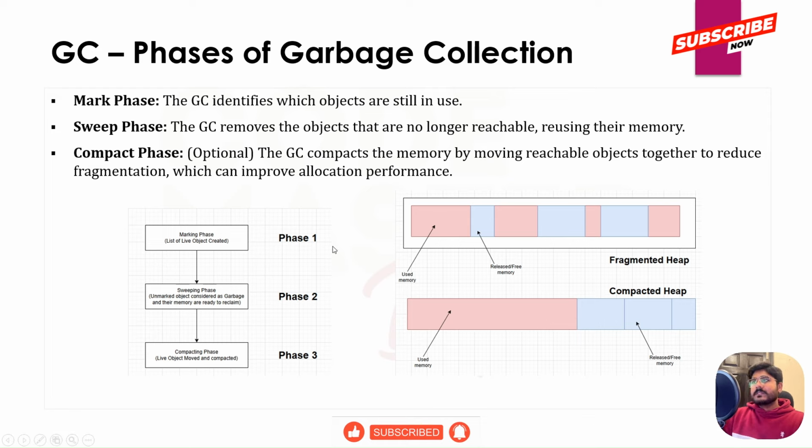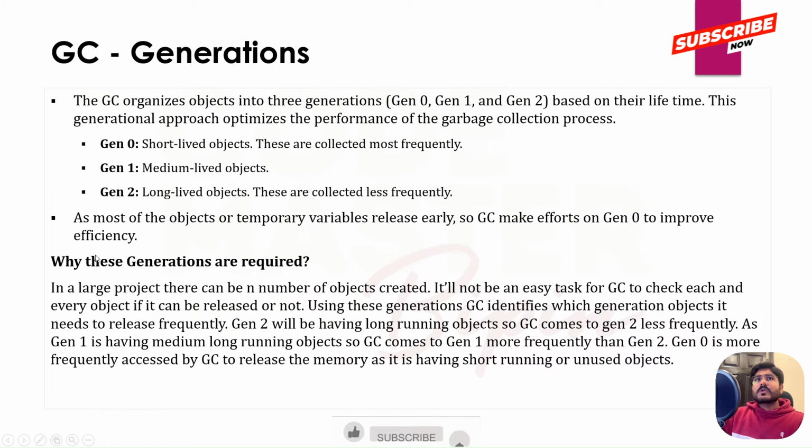So these are the phases in the garbage collector. Now we'll jump onto the generations, how this garbage collector works. As I told you, there are 3 phases, but there are also 3 generations under the garbage collector. The garbage collector organizes objects into 3 generations: generation 0, generation 1, generation 2, based on their lifetime. Lifetime means for how long that object is going to be available in the application. This generational approach optimizes the performance of the garbage collection process.